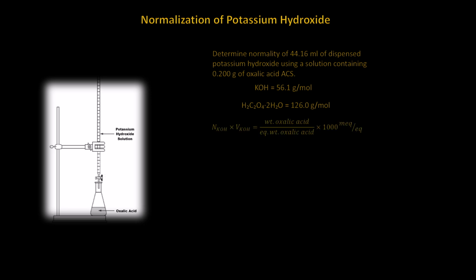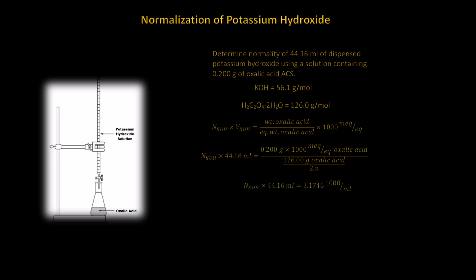N_KOH multiplied by V_KOH is equal to the weight of the oxalic acid, divided by the equivalent weight of the oxalic acid multiplied by 1000 milliequivalents per equivalent. This now becomes N_KOH multiplied by the 44.16 milliliters of dispensed KOH, which equals 0.200 grams of oxalic acid multiplied by 1000 milliequivalents per equivalent, divided by 63.0 equivalent grams of oxalic acid.